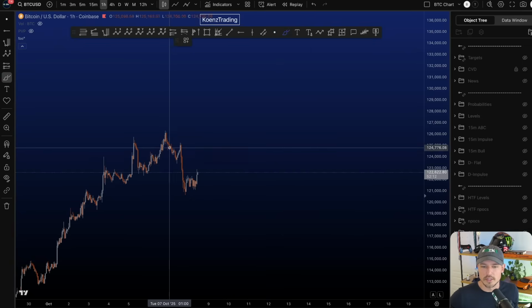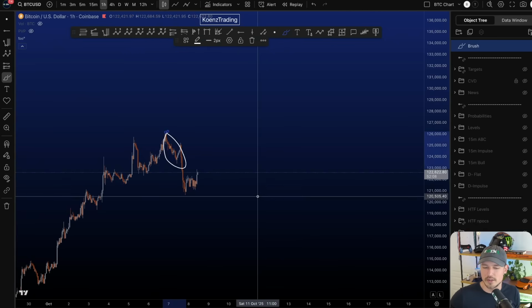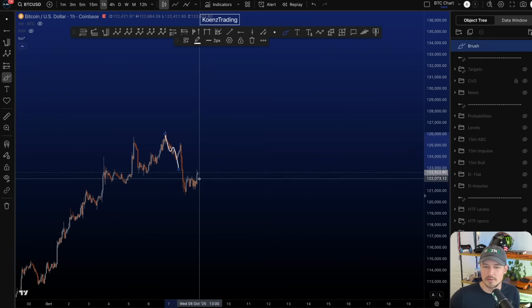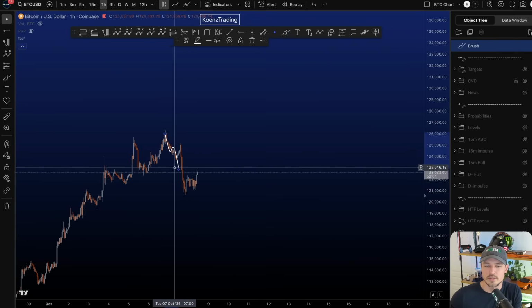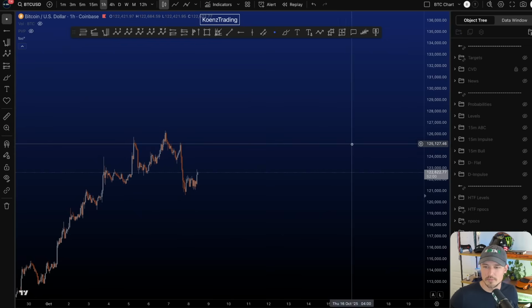And besides, there's very much still the possibility of a WXY here, where this is still going to be counted as a corrective structure internally, ABC, which drills home the point that probabilities would still be higher that this over here would be an ABC. But anyway, let's go to the next part.